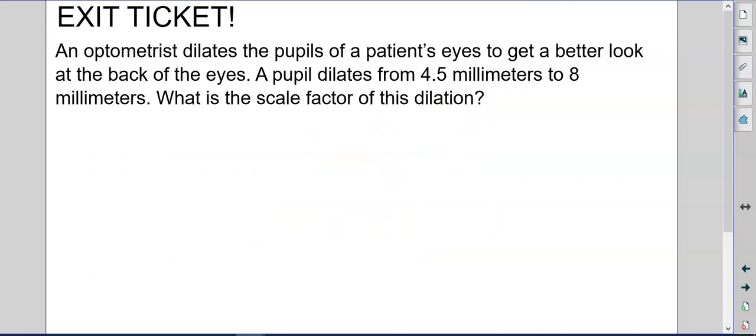All right, your exit ticket. An optometrist dilates the pupil of a patient's eyes to get a better look at the back of the eyes. The pupil dilates from 4.5 to 8. What is the scale factor? Okay. So it's changing from this, P, to P prime. There's a hint.